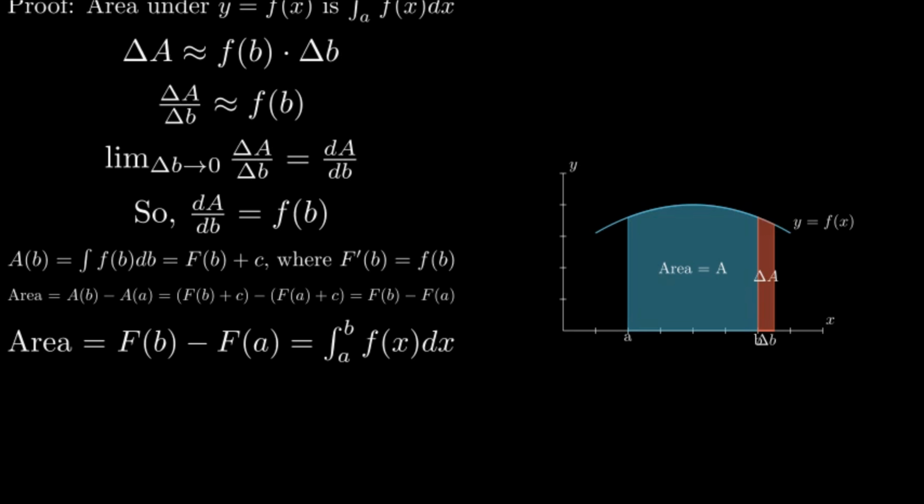To recap, we've just demonstrated why finding the antiderivative of a function allows us to calculate the exact area under its curve. The key was realizing that the rate of change of the area function is the original function itself.